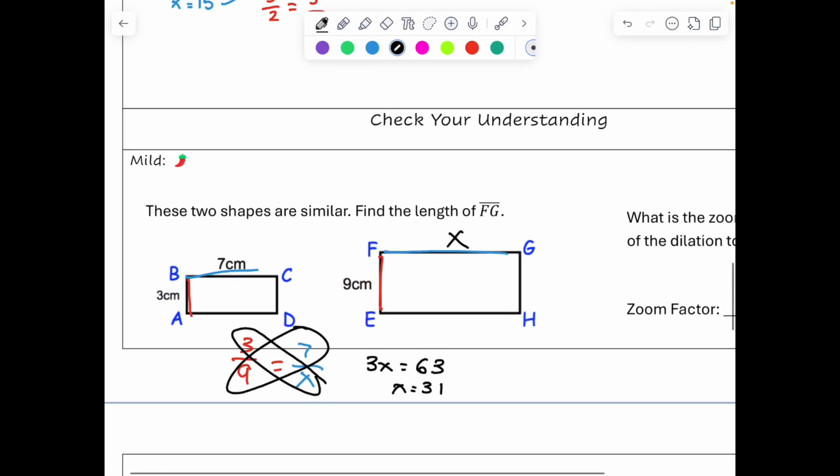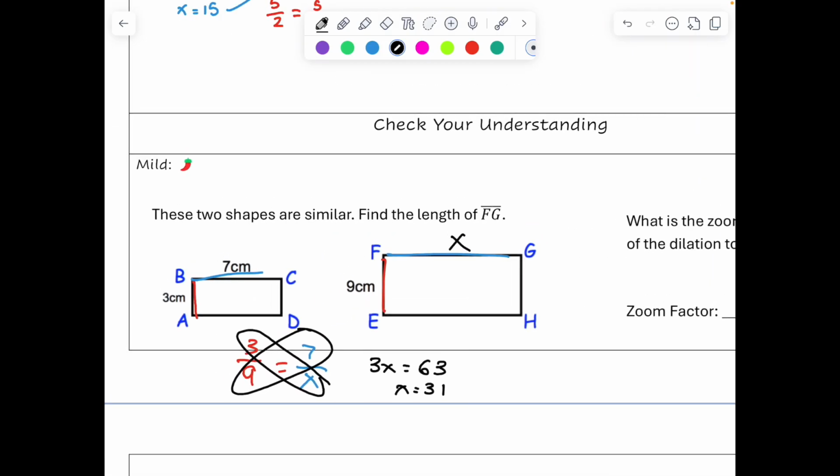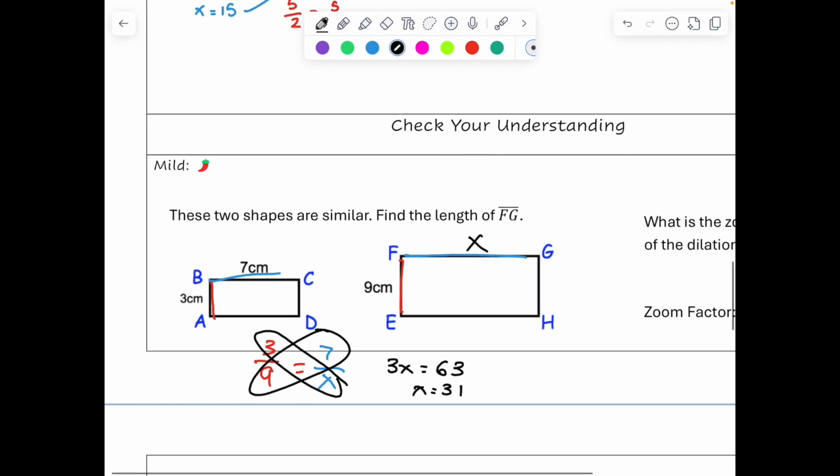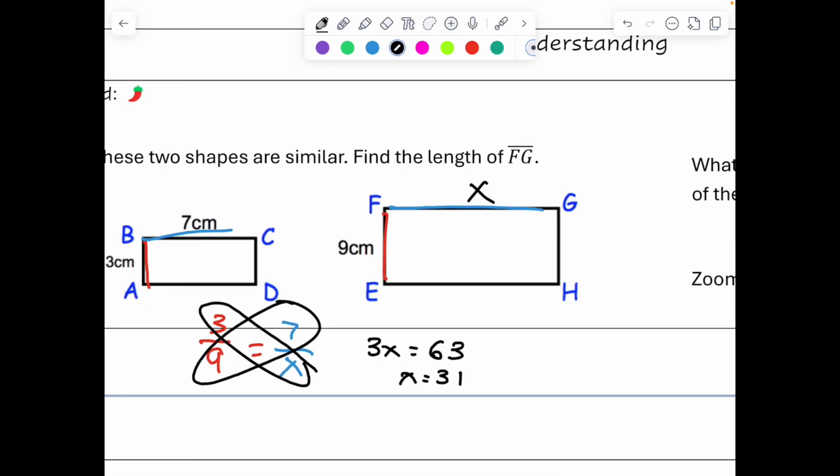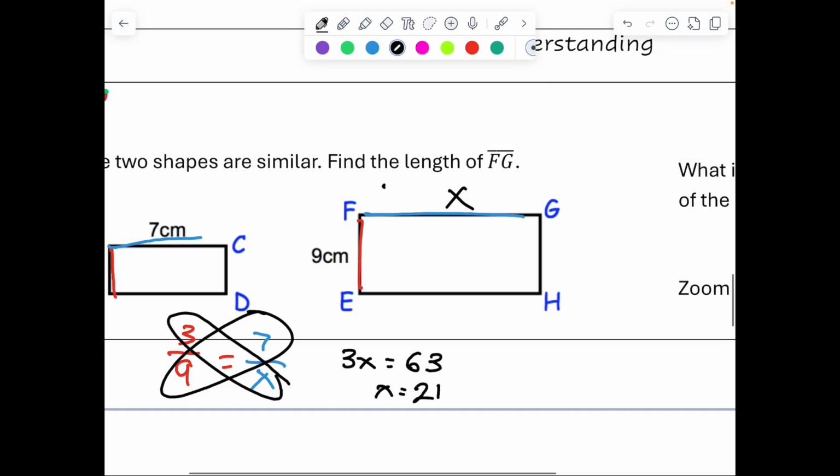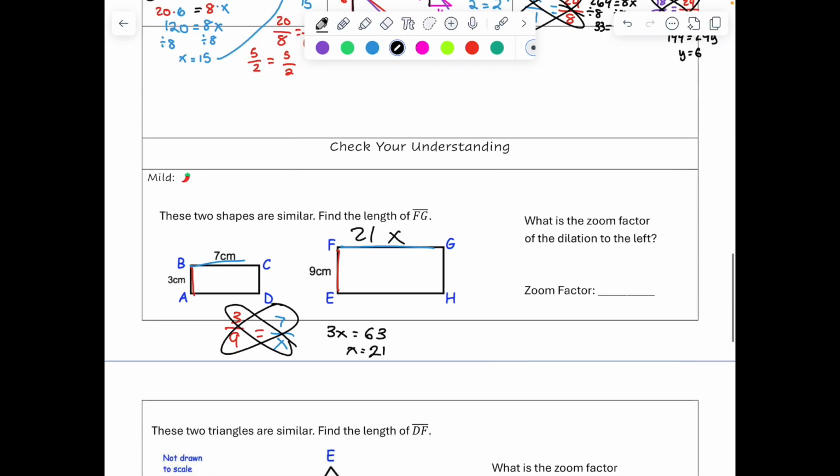Okay. So they want to know the zoom factor. You know what? I did this wrong. I'm so sorry. This is 21. 21. So they want to know the zoom factor.